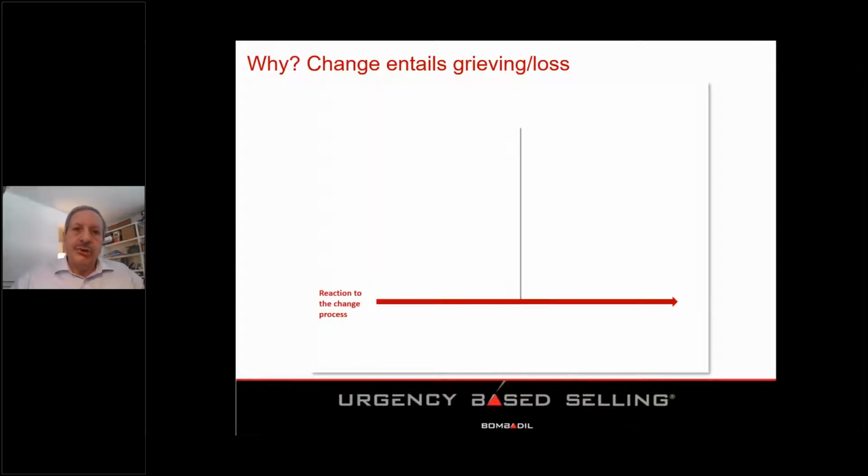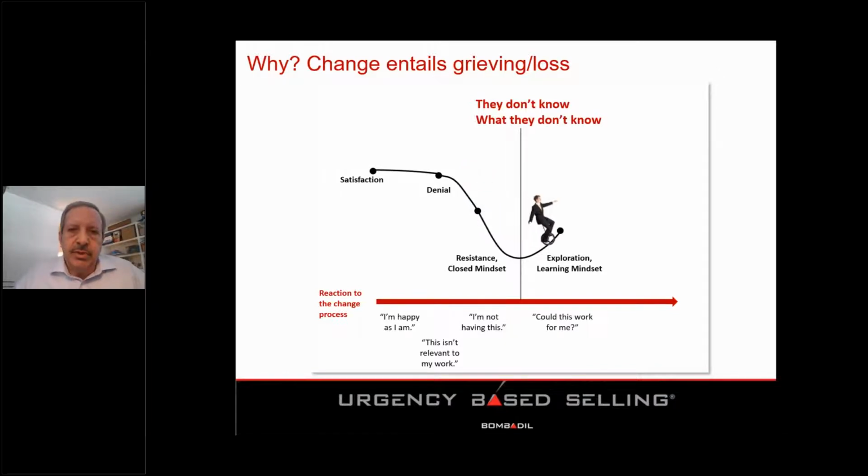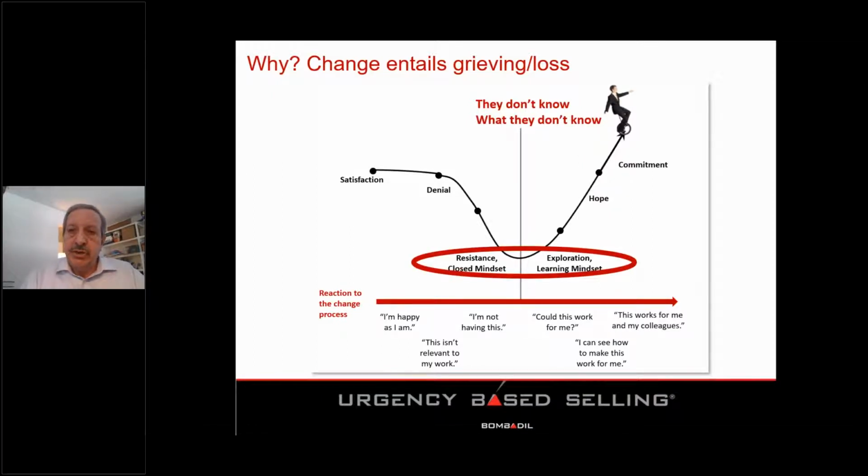To develop this idea, I draw on a model that comes from a book called On Death and Dying, about the grieving cycle. So when we first come to a buyer and ask them to change, whether it's to bring us in as a new vendor or to materially change an existing relationship, they're satisfied. And so we give them some information and they say, "I don't need this, I'm good." And then if we give them a lot of evidence, we might encounter resistance and the closed mind. Because they don't know what they don't know and we have to teach them, our job is to bring them around the curve to an exploration and learning mindset. From this, we could get to hope and commitment to change. So the real action takes place in going from a closed mindset to an exploration and learning mindset.